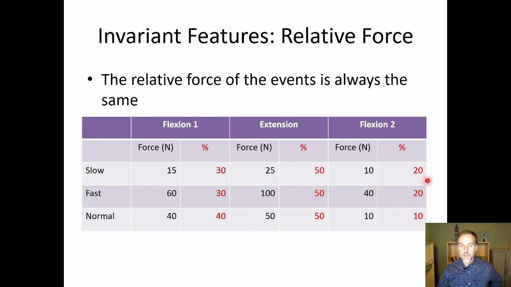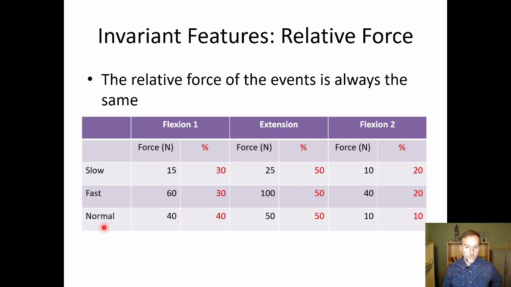And if you want, you can check the other numbers. It's good practice. But what you'll find is that this one is 30, 50, 20. So notice the relative force is the same for the slow movement and the fast movement. So we now know that they do use the same generalized motor program.